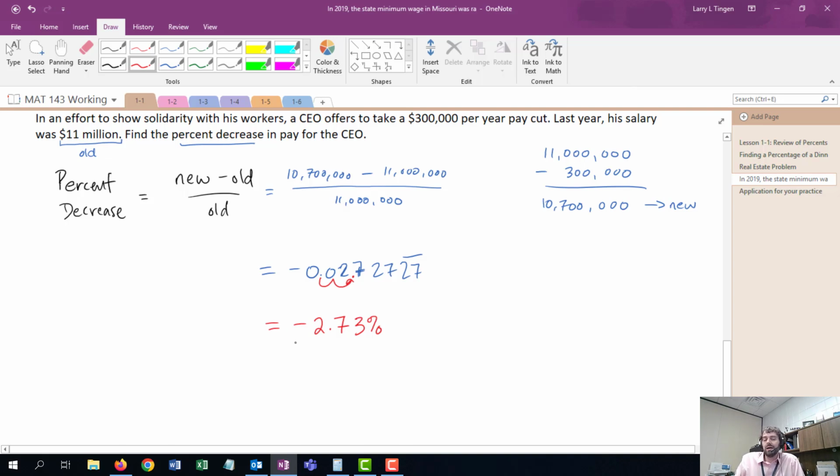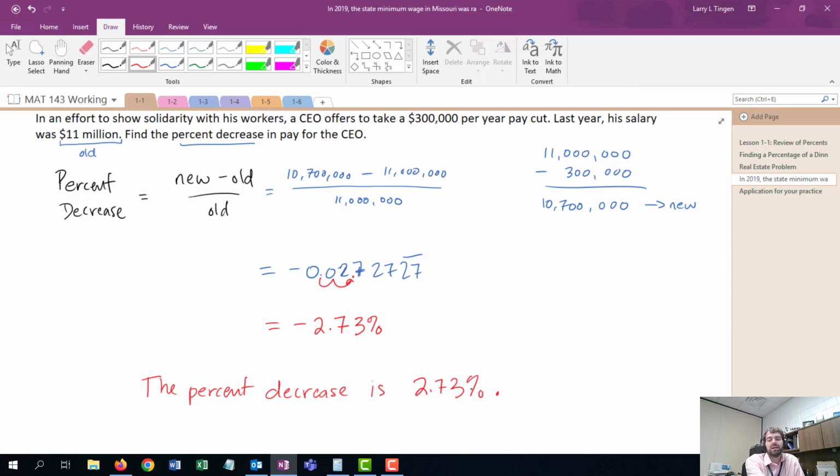Which I would write out in a statement instead of saying a negative 2.73% decrease. And say the percent decrease is 2.73%. I don't want to say the percent decrease is negative 2.73 because that's kind of like saying the ain't never. That's the double negative of math, well, the double negative from English at least. We will just state it as a percent decrease.